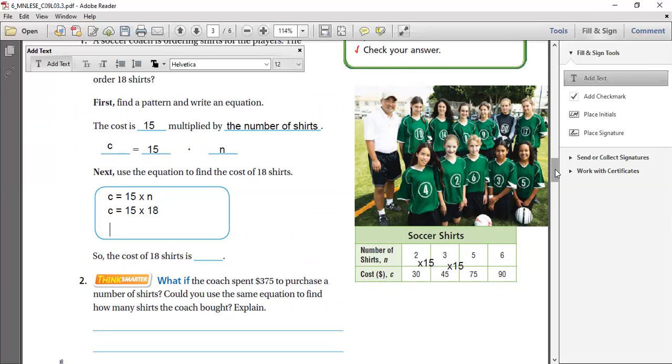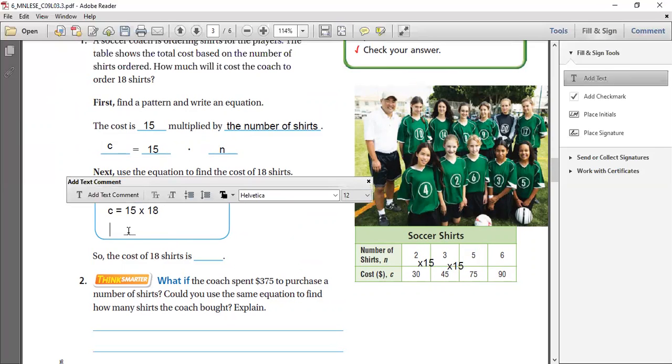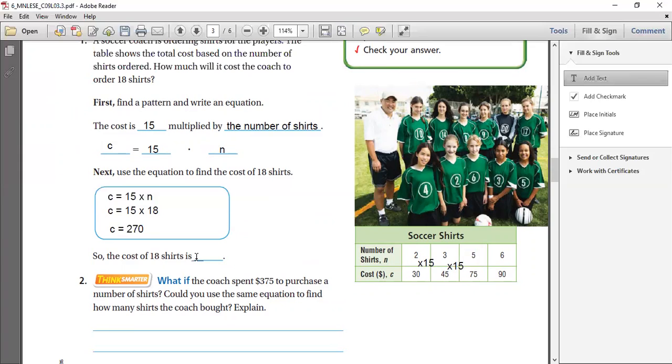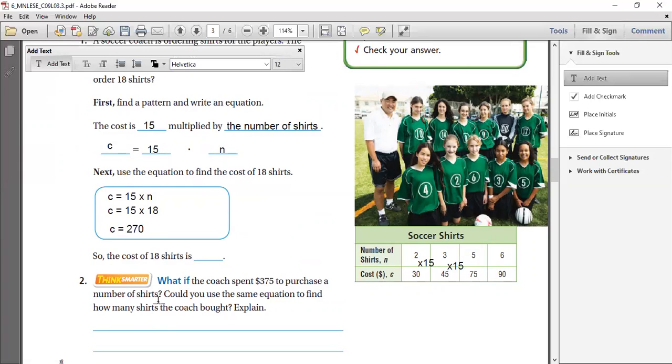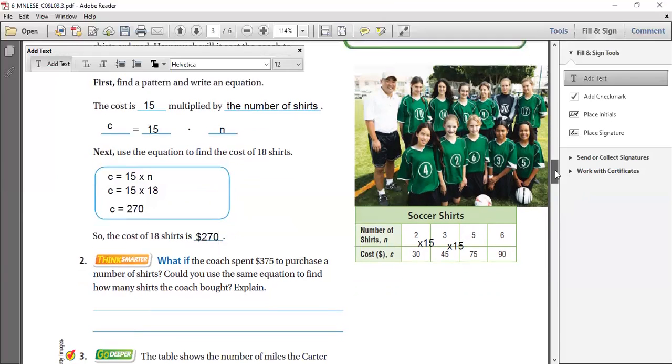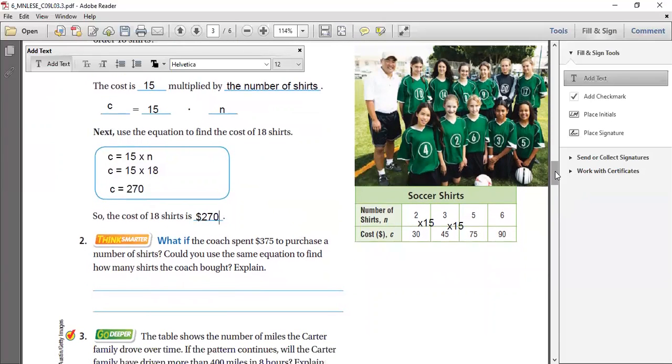Okay, now 15 multiplied by 18, I think by now you must have got the answer. So 15 multiplied by 18 is going to be, okay, my computer is stuck again. So it's going to be C equals 270. 15 multiplied by 18 will give you 270. So the cost of 18 shirts is $270. Okay, so this is how you write the equation. You know how to write the equation. You just have to find the answer for the question which they have asked.